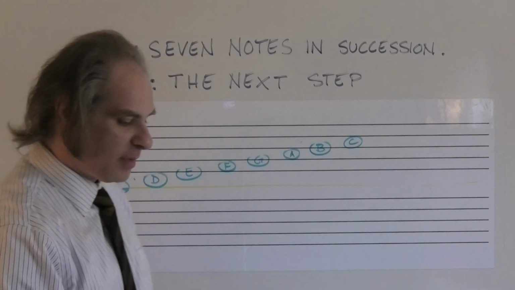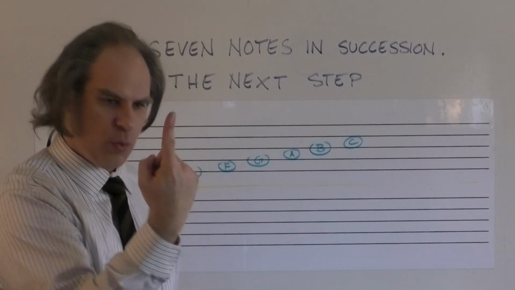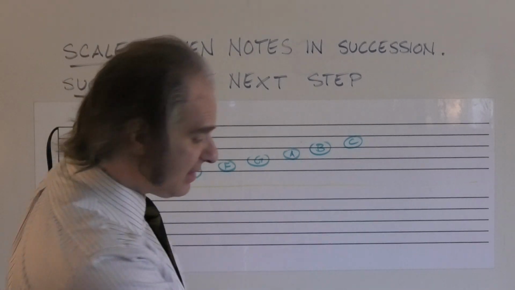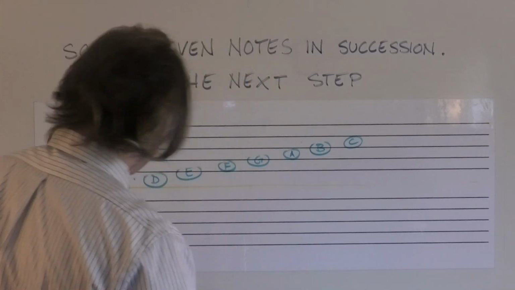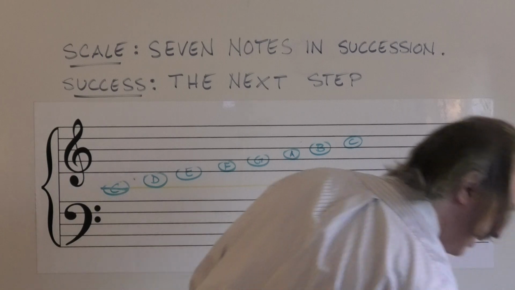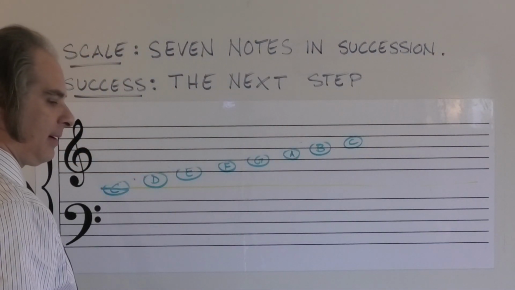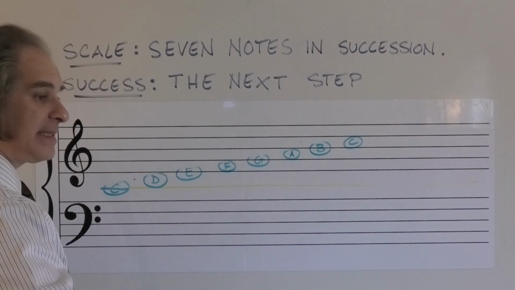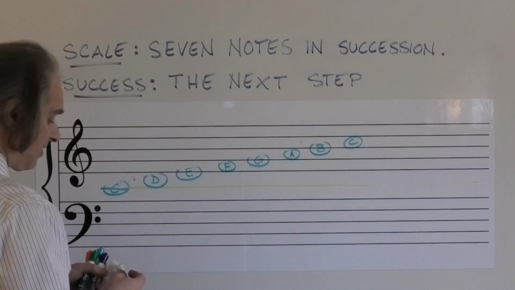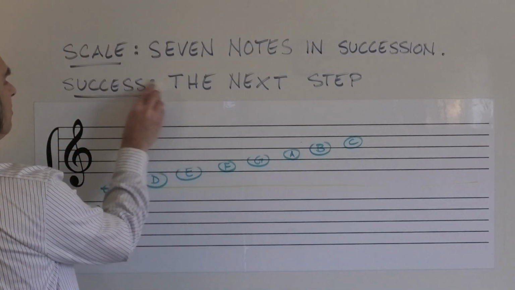Play the C scale for me. Don't worry about the fingering. Just use one single finger. Play the C scale for me, please. This one? Yeah, C all the way up to C. And now say C scale. C scale. Right.